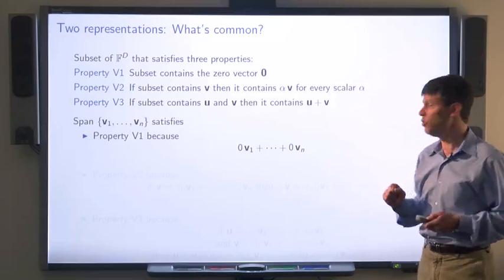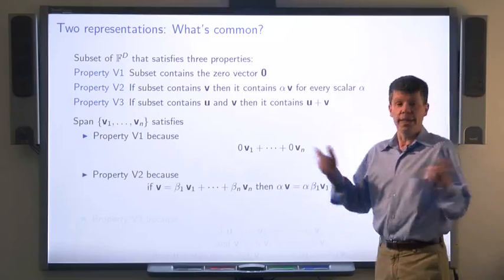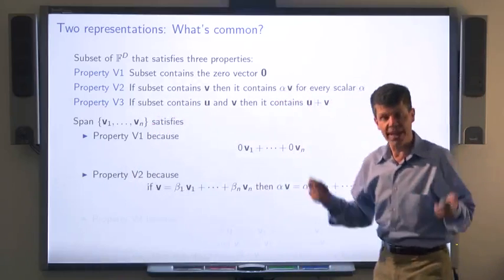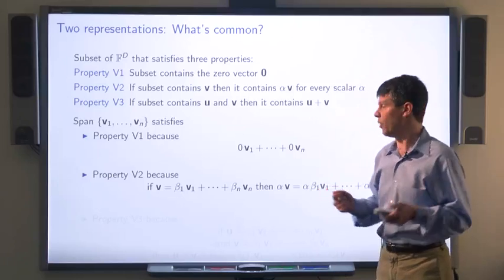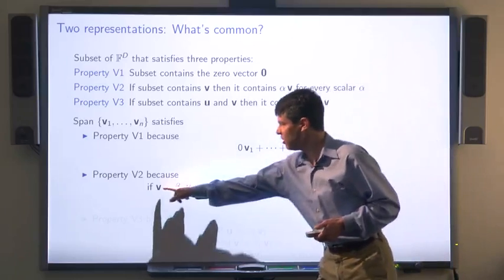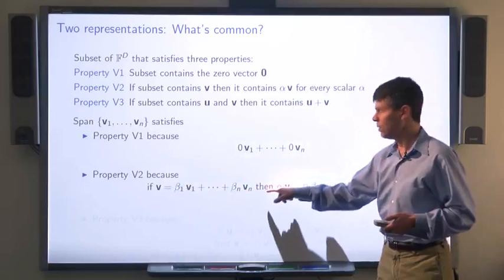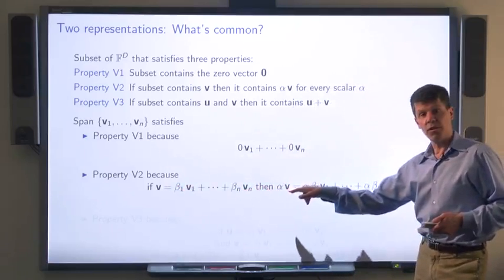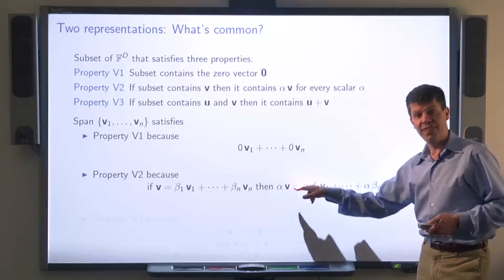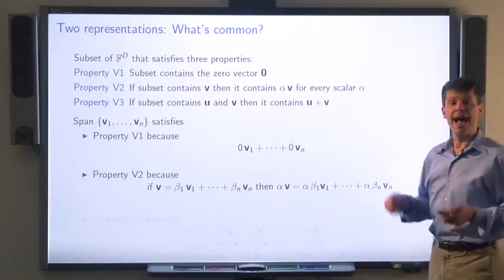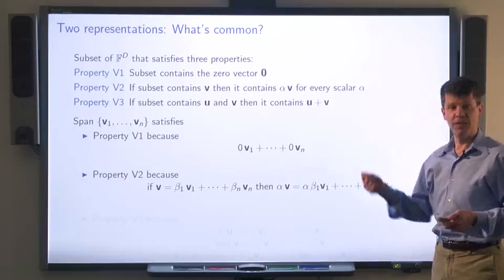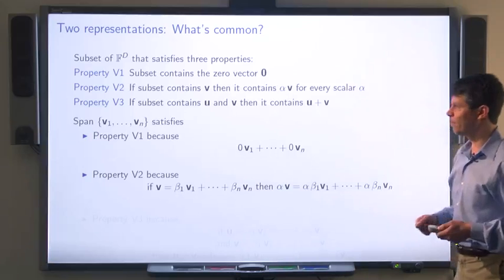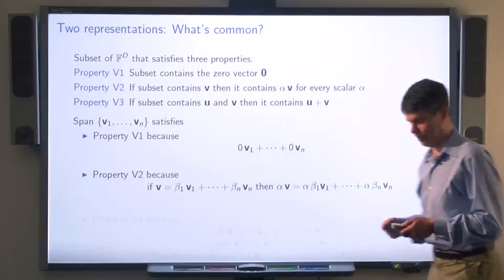What about property P2? Well, let's take any vector in the set, that is, a vector in the span, which is a vector that can be written as a linear combination of v1 through vn. So we have a vector that's written as some linear combination. You have some scalar alpha. Then the scalar-vector product, alpha v, can also be written as a linear combination of those vectors v1 through vn. You just multiply all the coefficients by alpha. Now for property P3.